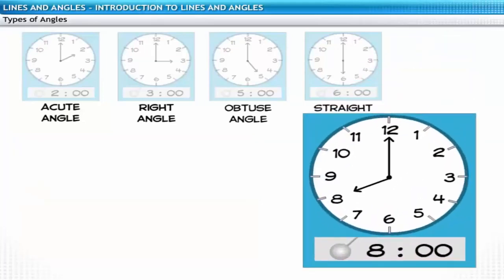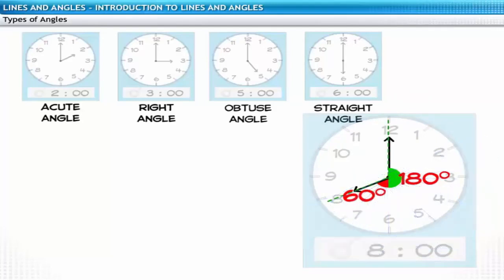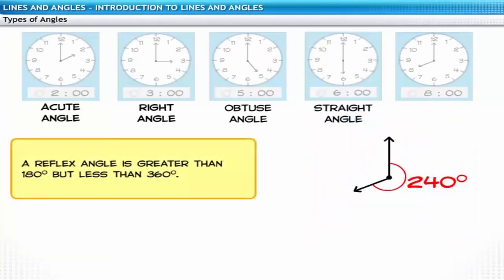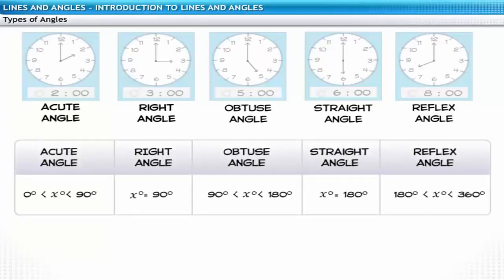Let's measure the angle formed by the rays when it is 8 o'clock. To measure an angle greater than 180 degrees, first take a straight angle and then add the remaining angle to it. Now, when you measure the angles, it is 180 degrees plus 60 degrees, which is 240 degrees. A reflex angle is greater than 180 degrees but less than 360 degrees. Before moving on, let's summarize the definitions also shown on the screen.